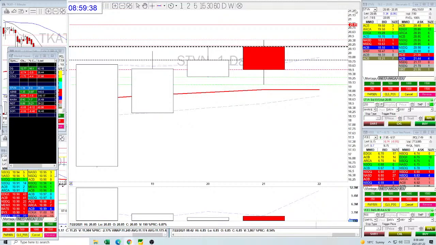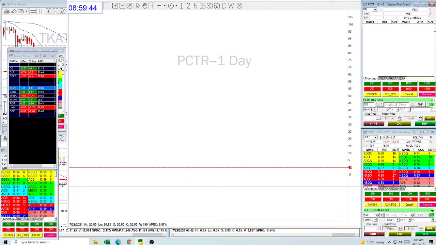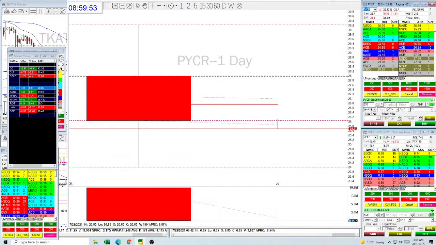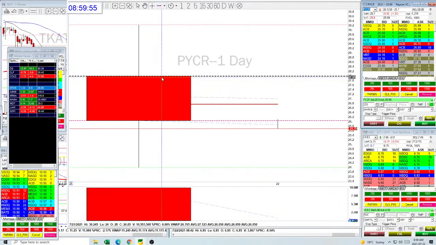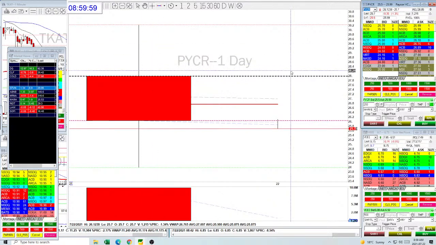I think there was another IPO as well, something from the PCTR or PRCT, I don't remember. I don't know what that IPO was. PYCR. Yeah, PYCR. So it turned red at the end, but it was very good. It touched the 30, so today could be a day when it bounces back.